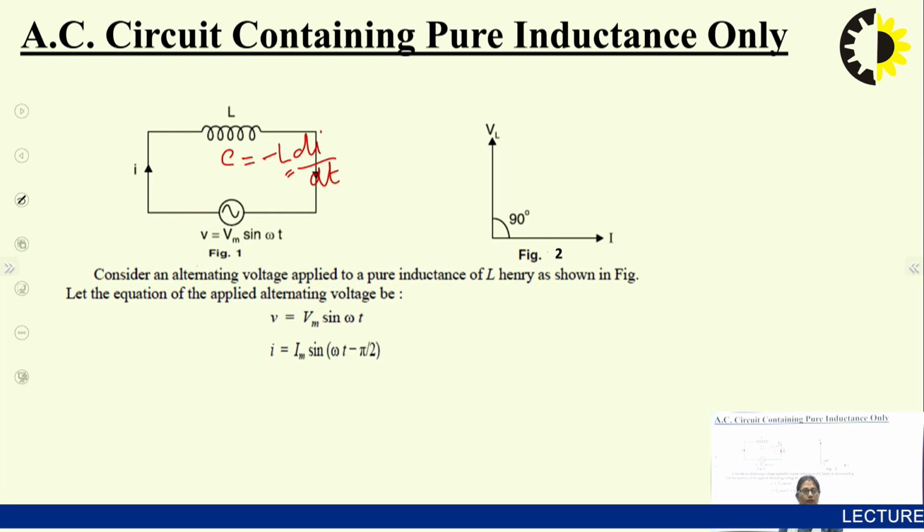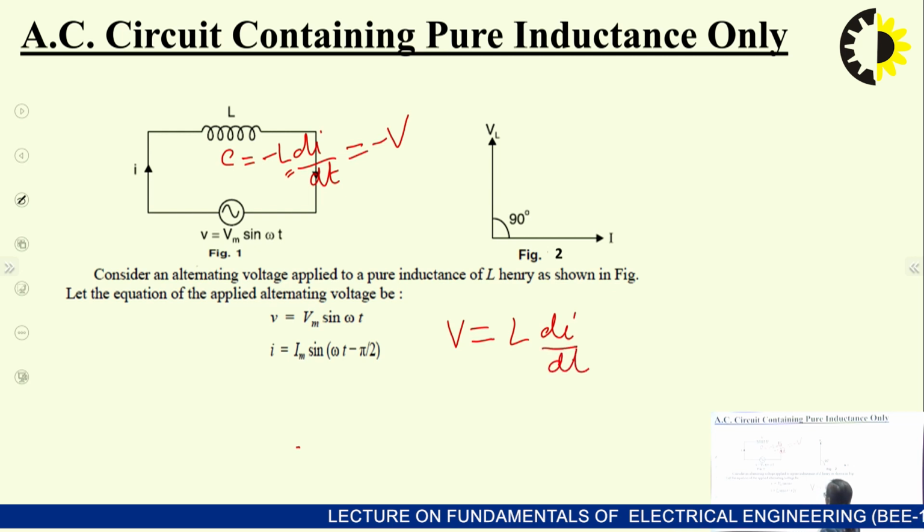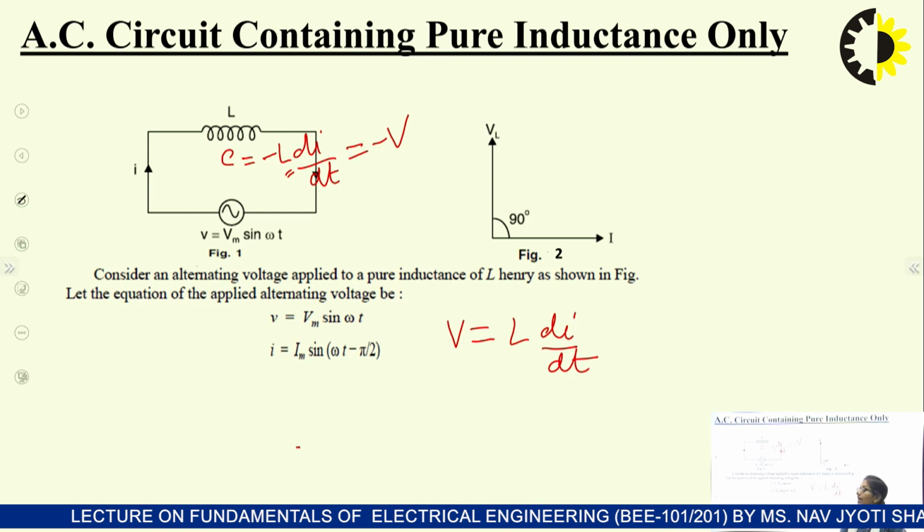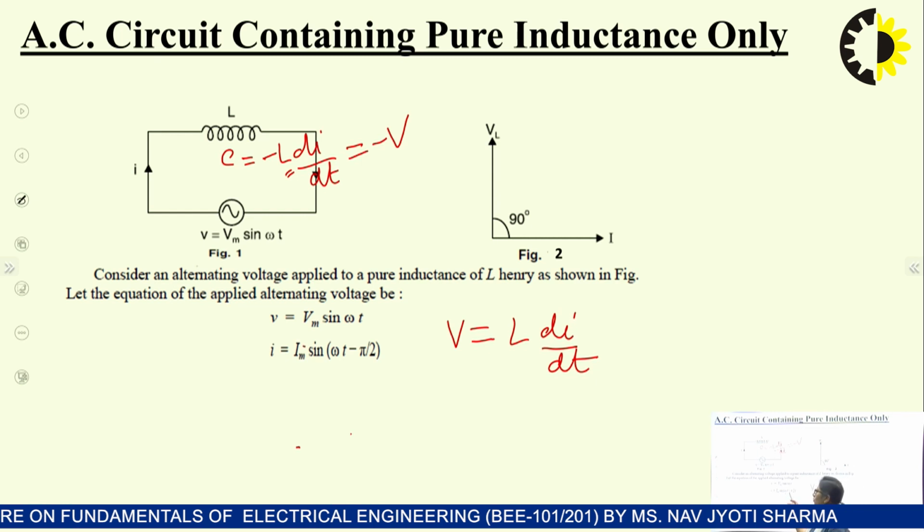But once again, because of Lenz's law, this induced EMF will also oppose the very cause producing it. And what is the very cause producing this induced EMF? The supply voltage. So this E will also oppose this supply voltage, right? So I may say V must be equal to L di by dt. From here, I may find the expression for I by integrating it, and I will get an expression Im sine (omega t minus pi by 2).